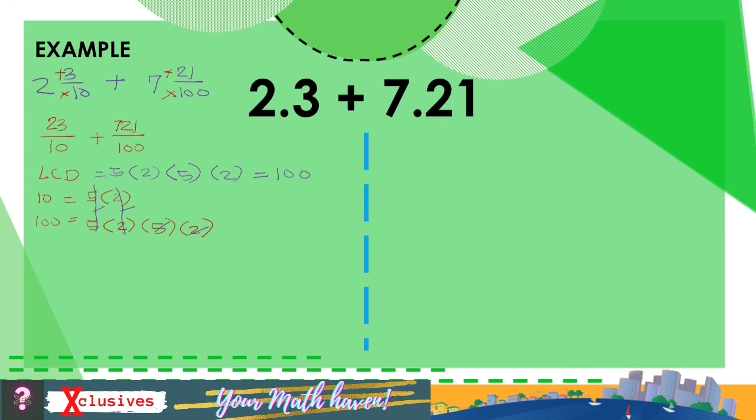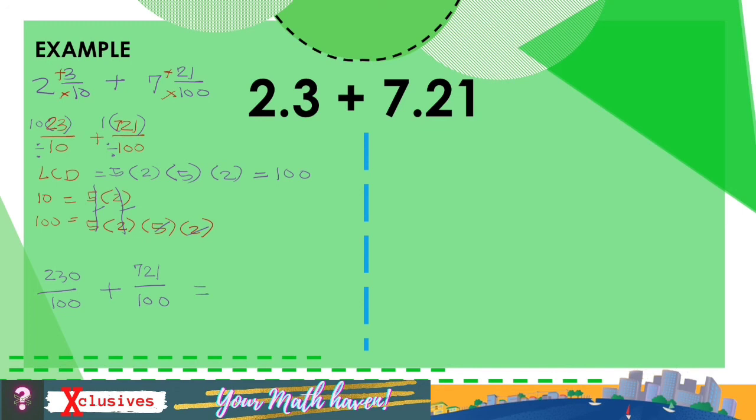Now, we now have a new denominator that is 100. So going back to our improper fractions, 100 divided by 10, that is equal to 10. And multiply that with 23, that is equal to 230. 100 divided by 100, that's 1. And we multiply it with 721, this is equal to 721.